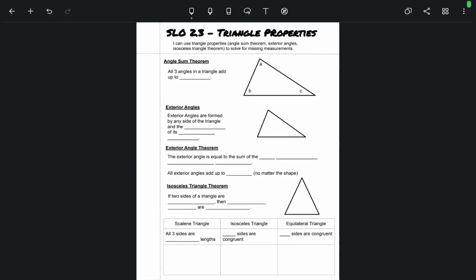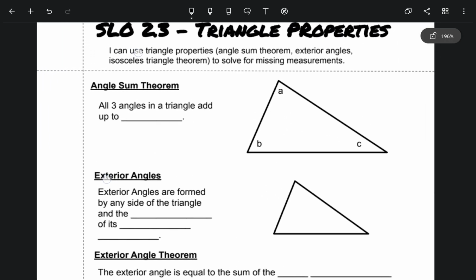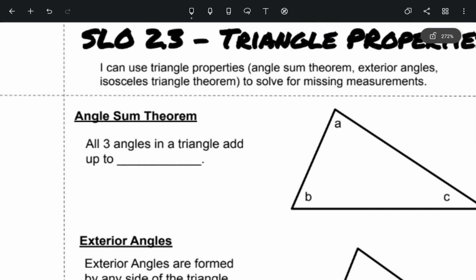This is Miss Goodwin, and today we are covering Objective 2.3, which is about triangle properties. Today's objective is that we can use triangle properties such as the angle-sum theorem, exterior angle theorems, and isosceles triangle theorems to solve for missing measurements. So let's go ahead and get started by looking at what some of these theorems mean.